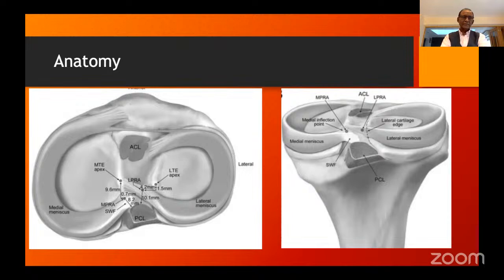The one thing I will say is that this was a picture taken from the internet, and this was published about 15 years ago. And the one thing that is conspicuous by absence is that there is no mention of the meniscal roots over here. Can you see? They have marked out everything. They have given the distances, but they have not talked about the meniscal root.